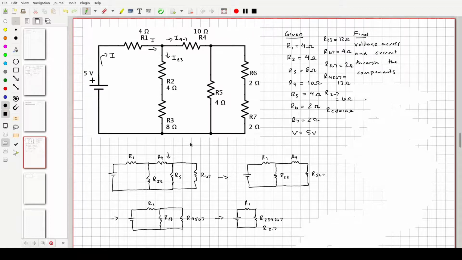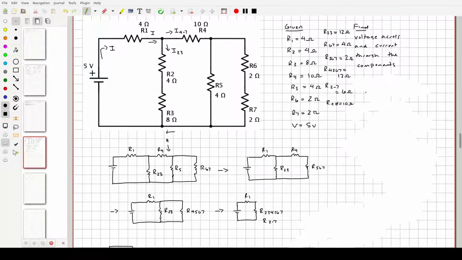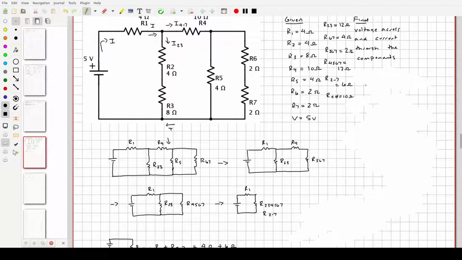Now, at the end of the day, whenever it's done doing its thing, since this is the node here where everything combines and goes back into the battery, I expect this to be I4 through 7 re-entering this way, and then entering this way over here, I2,3.